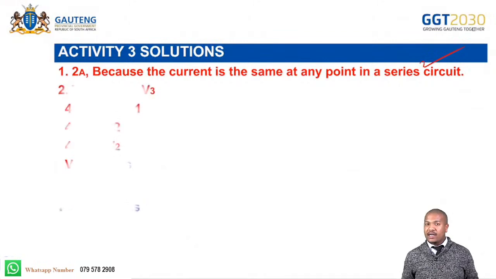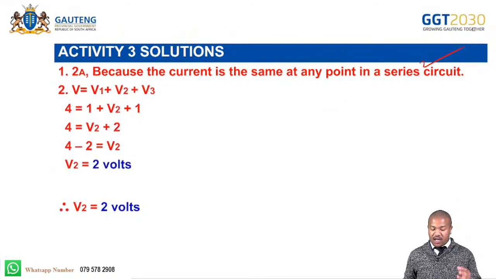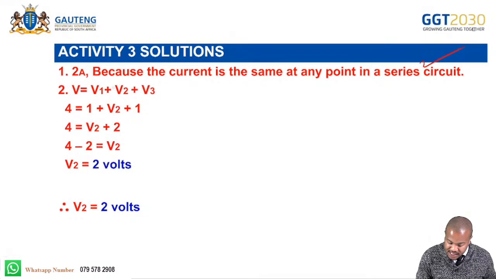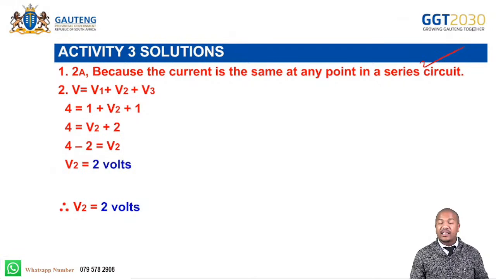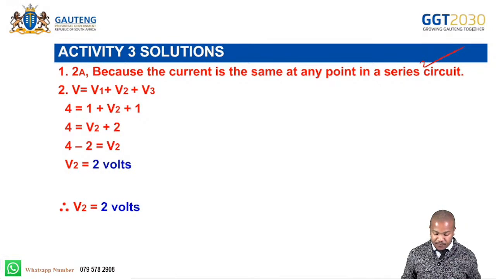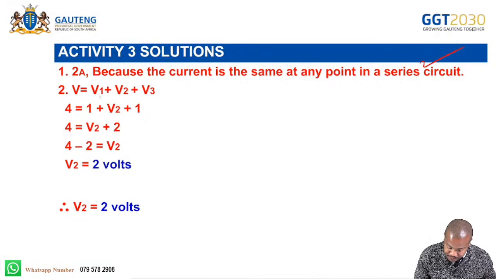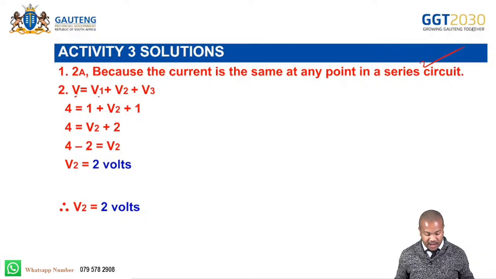Then number 2, calculating the voltage of resistor 2, right? So now, as we said, resistors 1 and 3 have 1 volt each, right? So here we have the formula. Total voltage is V1 plus V2 plus V3, right?